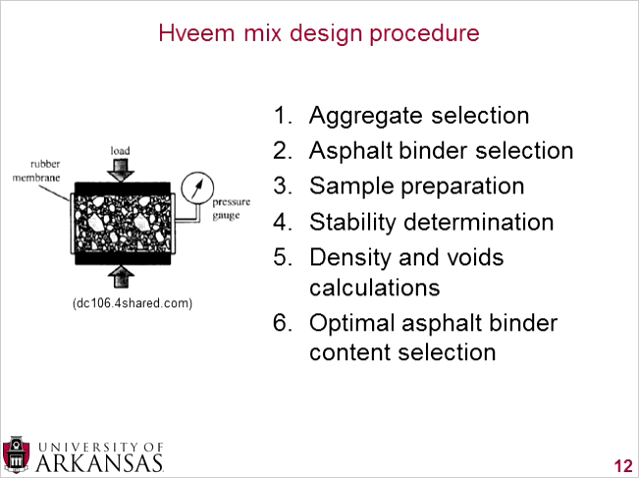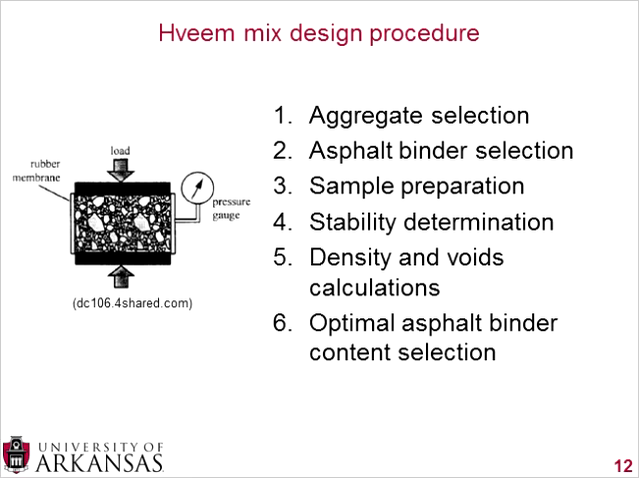So the Hveem mix design procedure consists of 6 steps, and we covered general mix design procedures, and you'll see a lot of the same concepts that we talked about a couple slides ago. You need to select your aggregate and asphalt binder, and there are multiple ways of doing that. A lot of companies use similar sources, or if you're importing a new source, you can play around and see if you get a better performing, maybe more economical mix. You need to prepare your samples, and then you determine the stability.